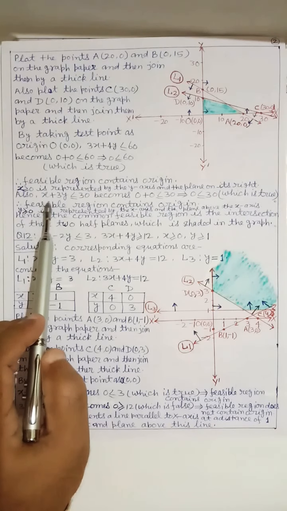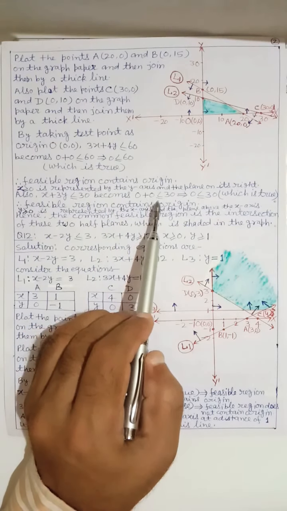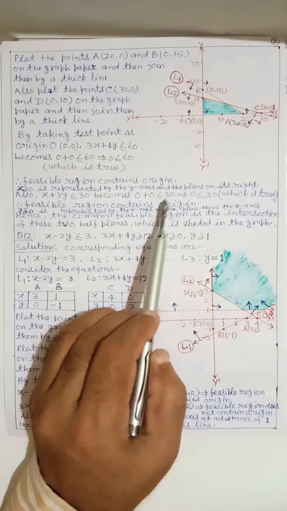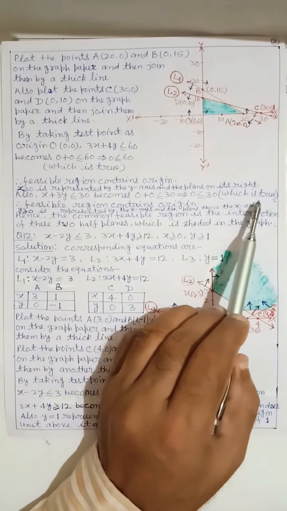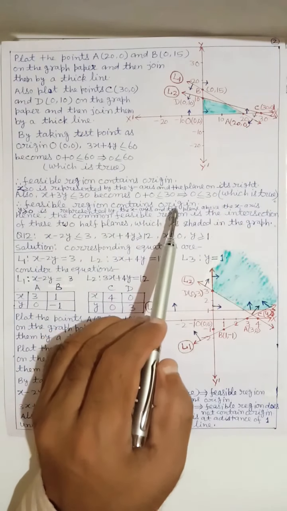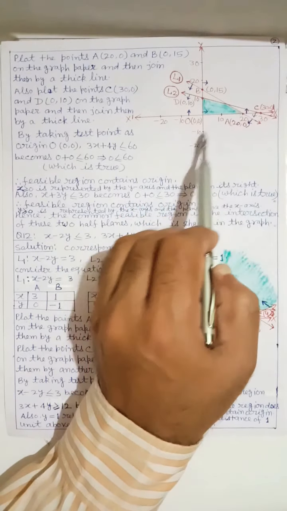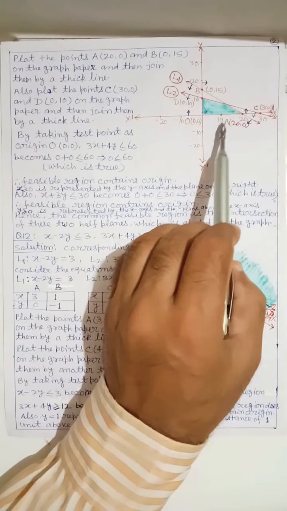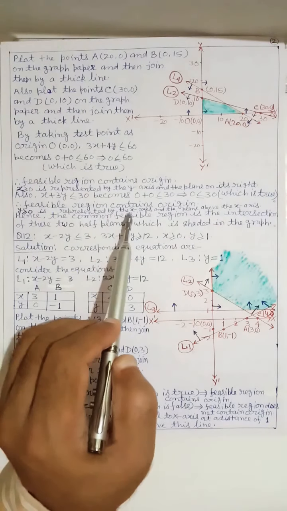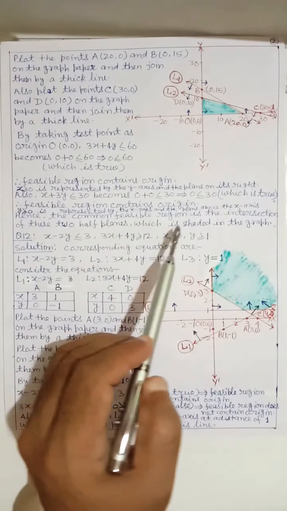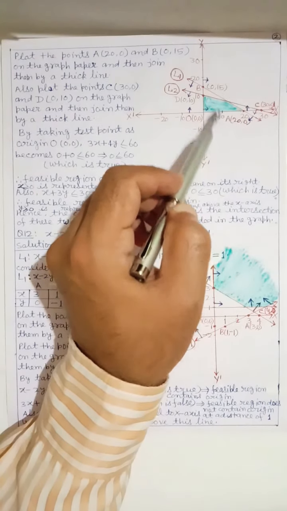Also x plus 3y less than or equal to 30 becomes 0 plus 0 less than or equal to 30, which implies 0 less than or equal to 30, which is also true. So the feasible region contains the origin, towards the origin. Y greater than or equal to 0 is represented by the x-axis and the plane above the x-axis, this region.